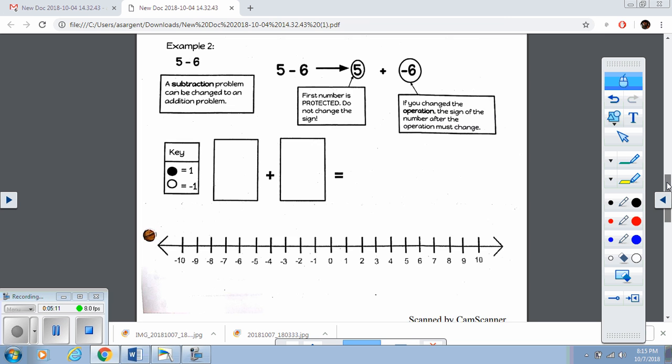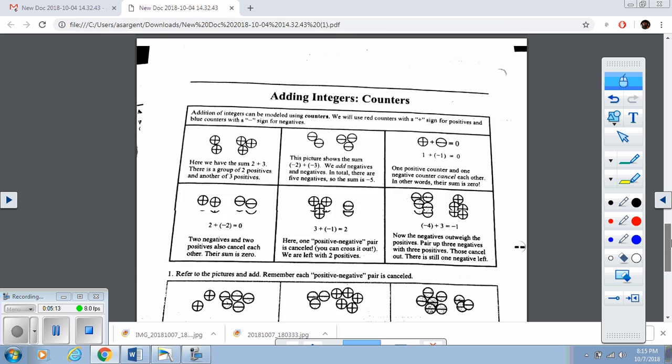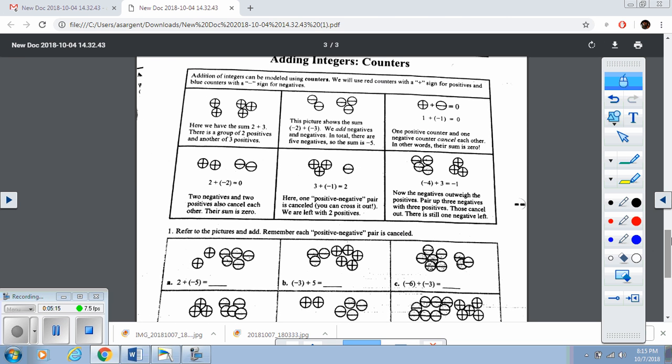If you turn to your next page, it says adding integers with counters. This is more counter practice, and I'm going to go through this with you just so that you can see it. I'm not going to go through all the problems, but I'm going to try to go through a couple of each of them. If you feel like you understand it, you can do it by yourself, and then if you want to go back and check your answers on this to make sure that they are right, that's okay too.